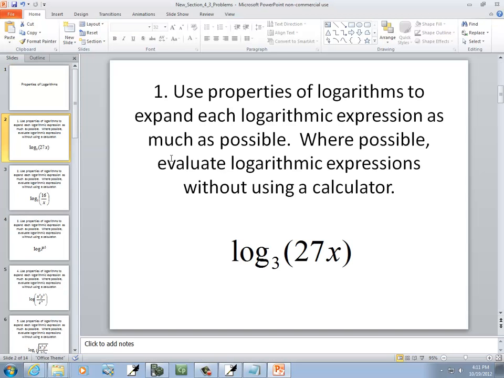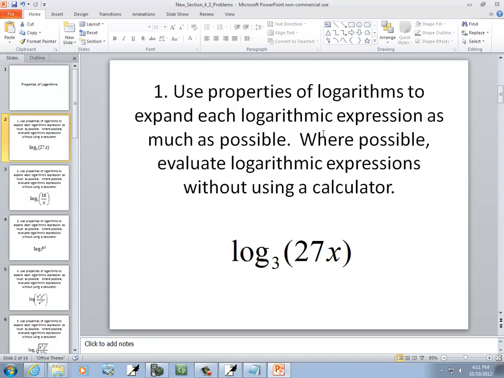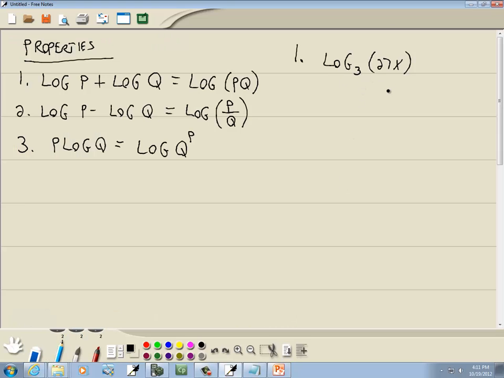Let's take a look at our first problem. Log base 3 of 27x. It says use properties of logs to expand each log expression as much as possible. Where possible, evaluate the log expressions without using the calculator. So we want to split these into separate logs. You have to look at the main thing that's happening inside your parentheses, and there's not much here, it's just multiplication. It's 27 times x. So from property 1, multiplication becomes addition. So we'll rewrite this as log, these are both base 3, log 27 plus log x.